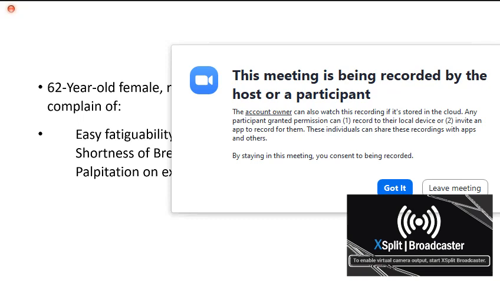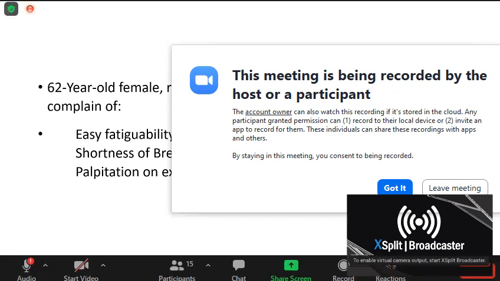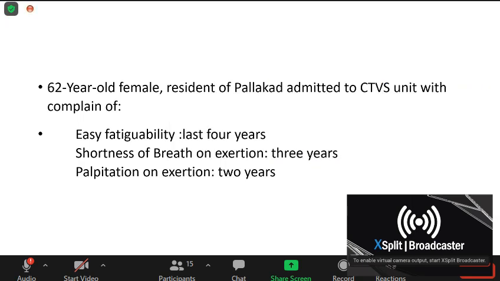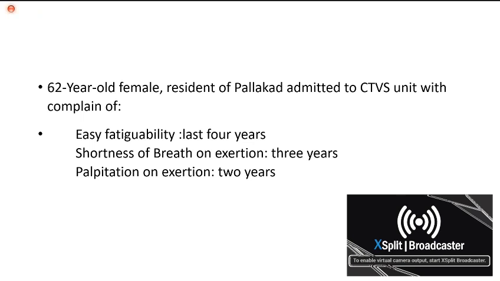Aditya, would you like to look at it from this part? Sir, it's a female, and the patient is admitted to CVTS, so obviously the patient has a surgically correctable lesion. Any LVOT obstruction, sir? Why did you think of LVOT obstruction? Sir, because she fits all the complaints which are suggestive of LVOT obstruction.